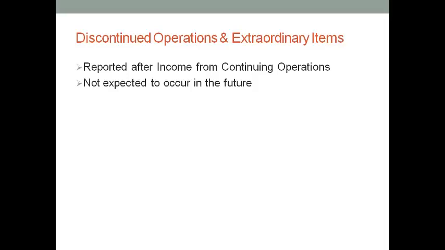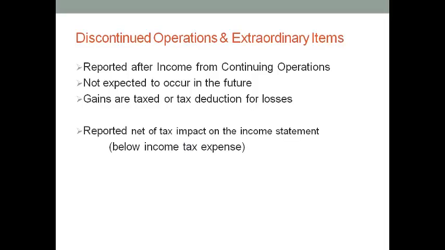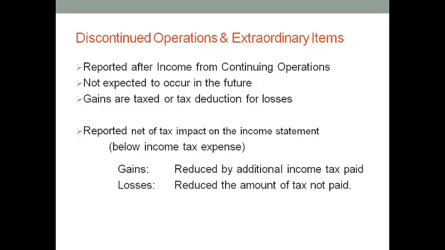Discontinued operations and extraordinary items are reported after income from continuing operations because they are not expected to occur in future periods. Gains and losses on discontinued operations and extraordinary items are taxable under IRS rules. The gain or loss is reported net of tax because the tax expense line item does not consider these items. Net of tax means the gain is reduced by the additional tax that must be paid, and the loss is reduced by the amount of tax saved from the ability to deduct the loss on the tax return.